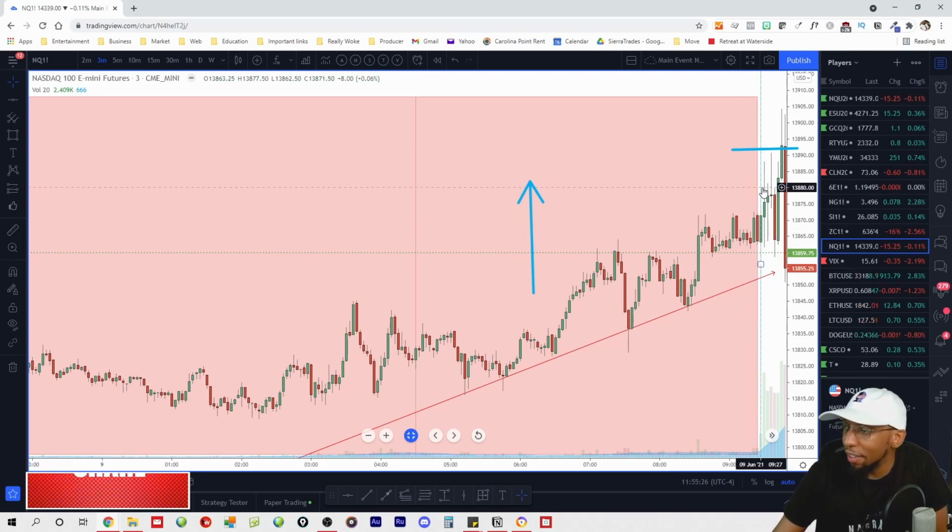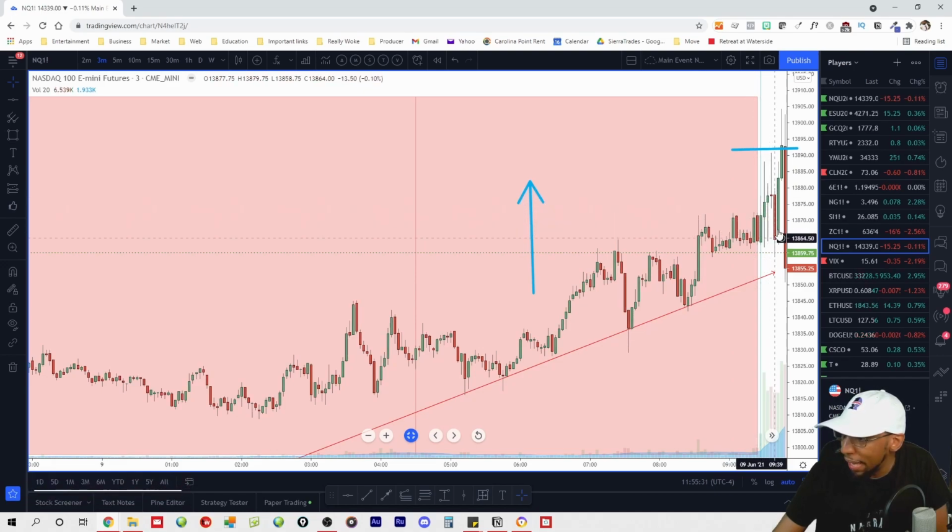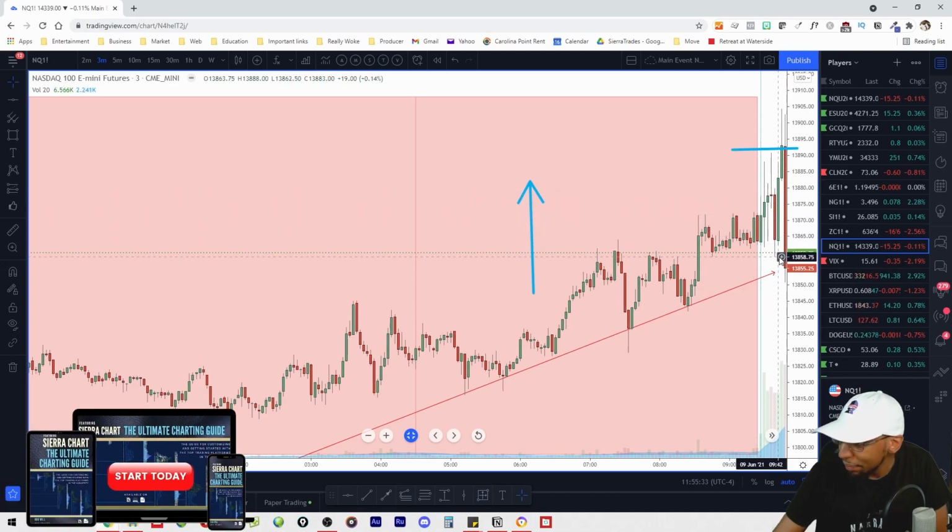All right. So for this example, to reiterate one more time, we got the pullback, we got the red bar here into support, which gives us our trigger to place our trade at the high of this bearish candle, right?